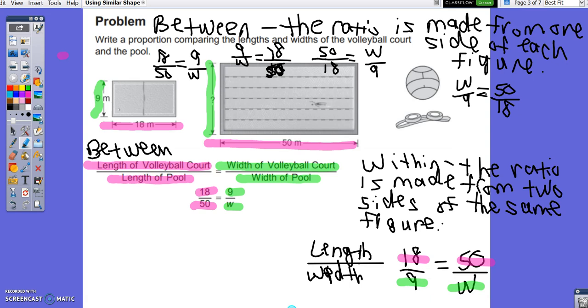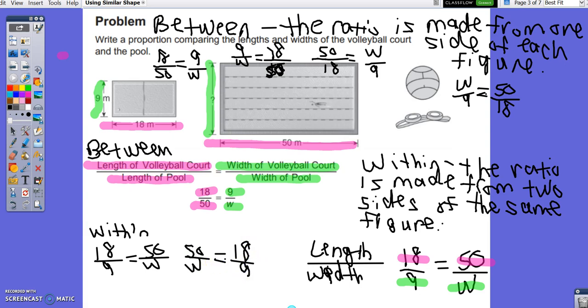So we want to match our highlights and see how the ratio is made from two sides of the same figure. What's important is that you create your word ratio and you stick to it and make sure that all your numerators match and all of your denominators match. So for our within choices, for our proportions, we could have 18 over 9 equals 50 over W, 50 over W equals 18 over 9, 9 over 18 equals W over 50, and W over 50 equals 9 over 18.